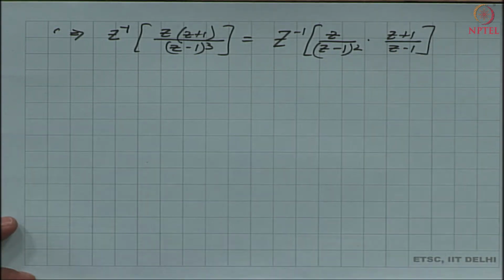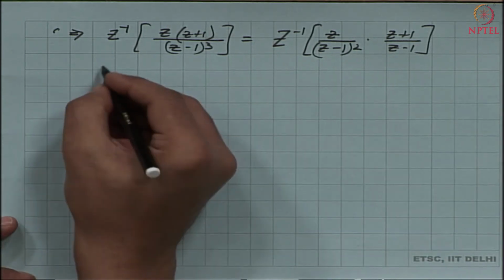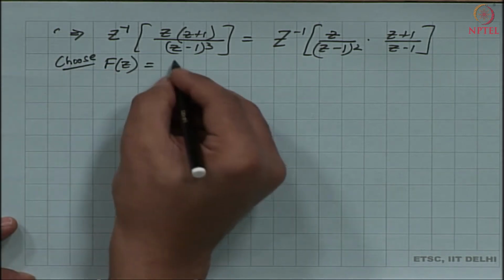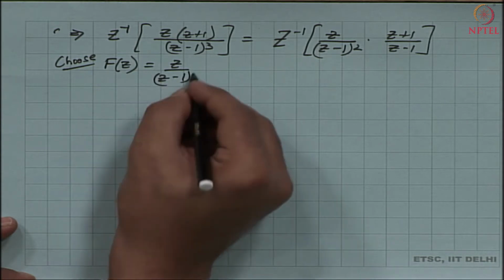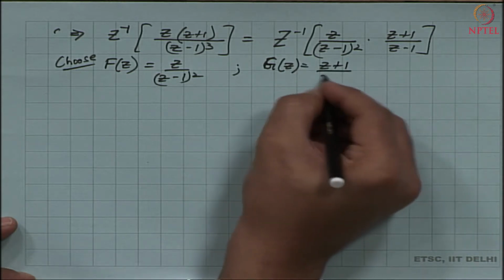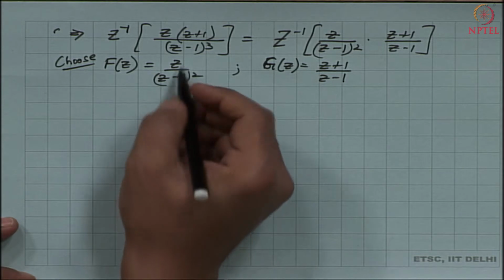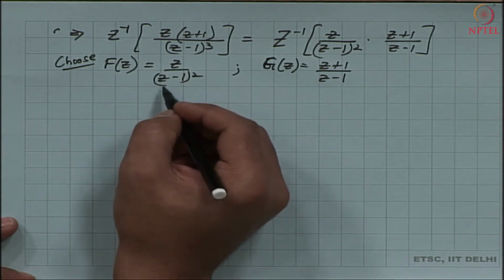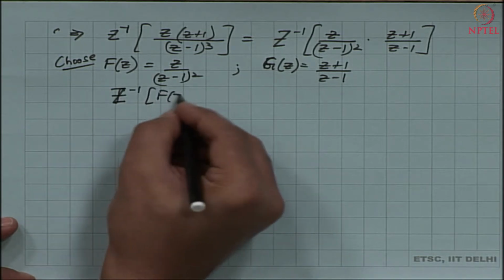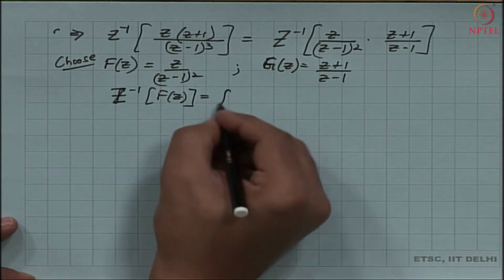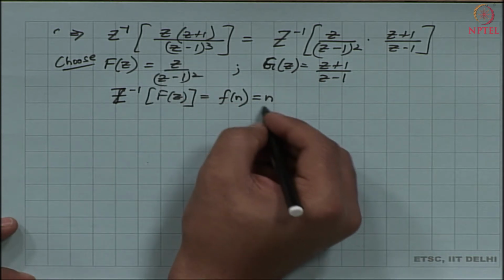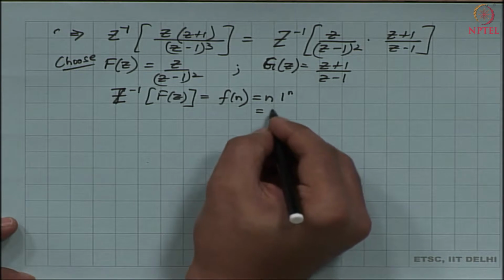Notice that if I choose my F of z to be the factor z by z minus 1 square, and my other function G of z to be the other factor z plus 1 by z minus 1, I can see that the inverse transform of capital F of z is f of n, which is n. I am right away using my earlier result. So, this is n times 1 to the power n, or just n.